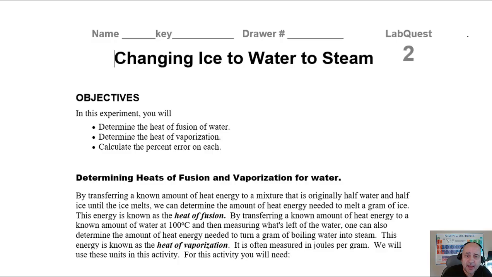So this is called changing ice to water and steam. And what we can get from that is the heat of fusion, the heat of vaporization. What's not listed is the specific heat of water as well. So we're going to create our own little heating curve and measure the energy it took to melt ice, right? So heat of fusion is melting ice. Specific heat is energy required to heat up water. And then, of course, heat of vaporization, energy required to vaporize water. And so those three values we will then also compare to the literature values.